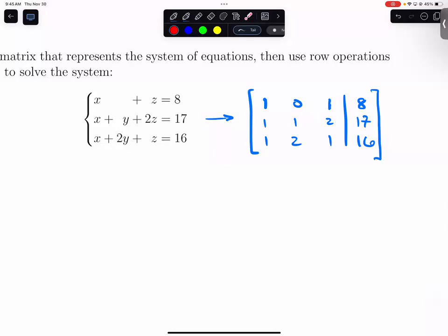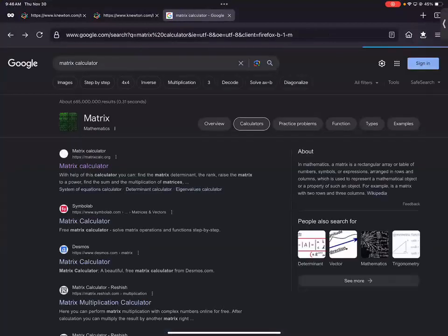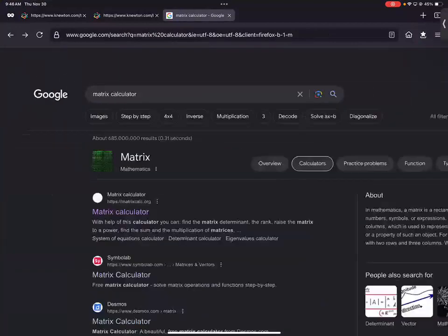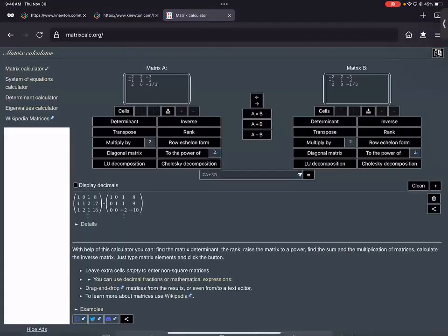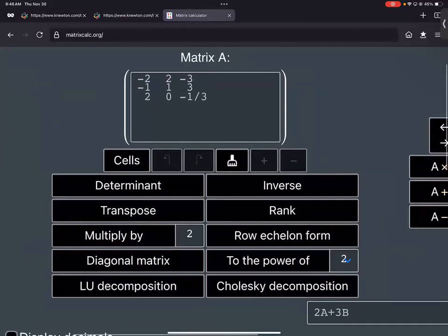So what any sane person would do is take this thing and say, well, I know how to use a computer. We live in the future. So I would go to the internet and, oops, I already Googled it. I would Google something like matrix calculator and press enter and then click on the first thing that comes up. Your graphing calculator has this kind of stuff built in as well. And among the functions built into the calculator is going to be some kind of row echelon form function. So what I'm going to do is just take this matrix and type it in. There we go.